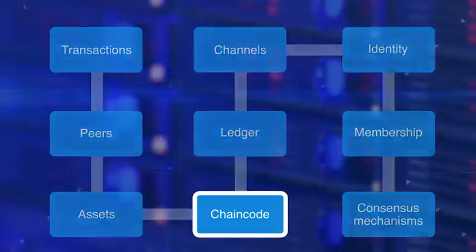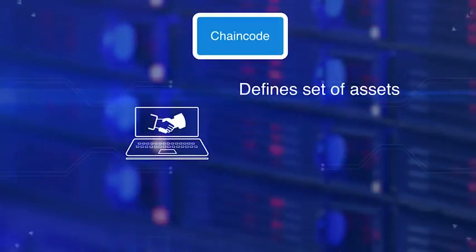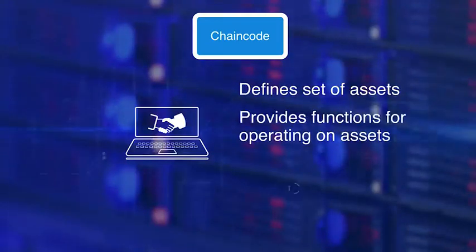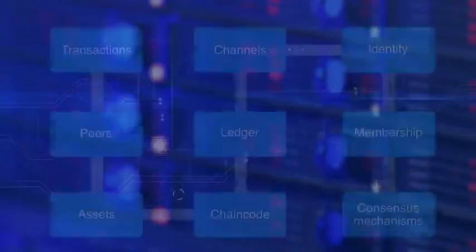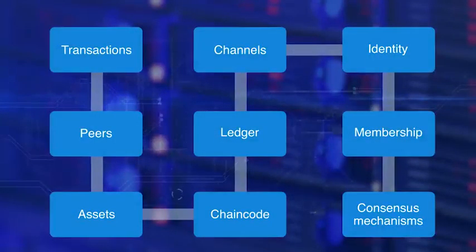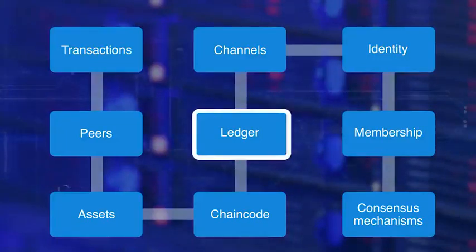Chain code is a smart contract that defines a set of assets and provides the functions for operating on the assets and changing their states. It also implements application-specific rules and policies. Function execution may result in state changes that are recorded on the ledger.